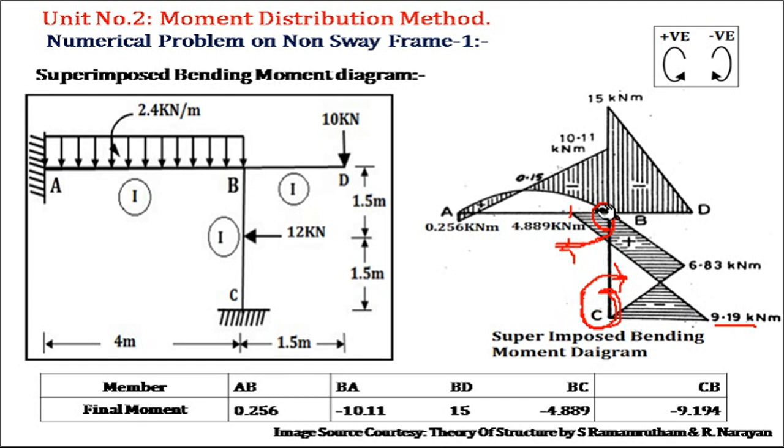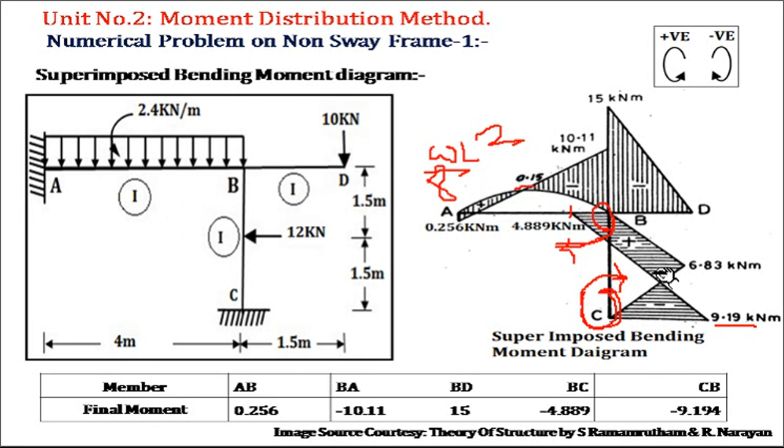Now you have to draw the free bending moment. Here the load is a uniformly distributed load, so the formula is W L square by 8. The W value is 2.4 and L is 4, so 2.4 into 4 square divided by 8. So we get this value.